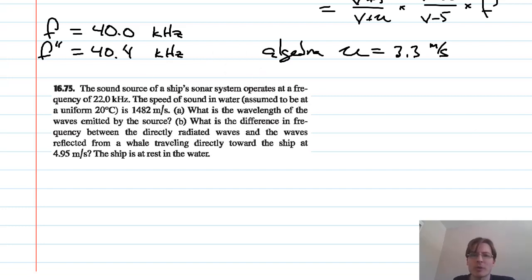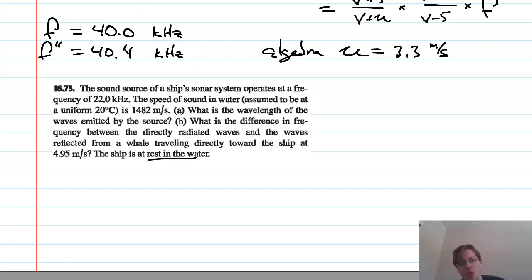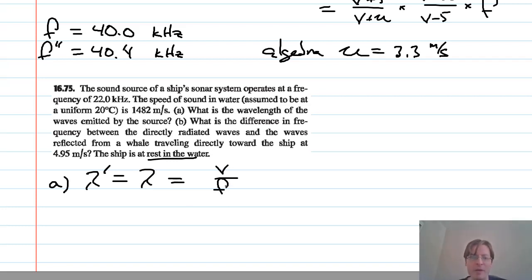Here's another double Doppler or sonar type problem. We have a ship at rest in the water. The ship is at rest, but it sends out sound waves in the water which reflect off a whale. And we want to figure out the frequency that gets reflected back. So first question is, what's the wavelength of the waves emitted by the source? Well, since the source isn't moving, the lambda prime is just equal to the normal wavelength, which is just v over f. That's just the speed of sound in the water divided by the frequency. There's no shift because the source isn't moving.